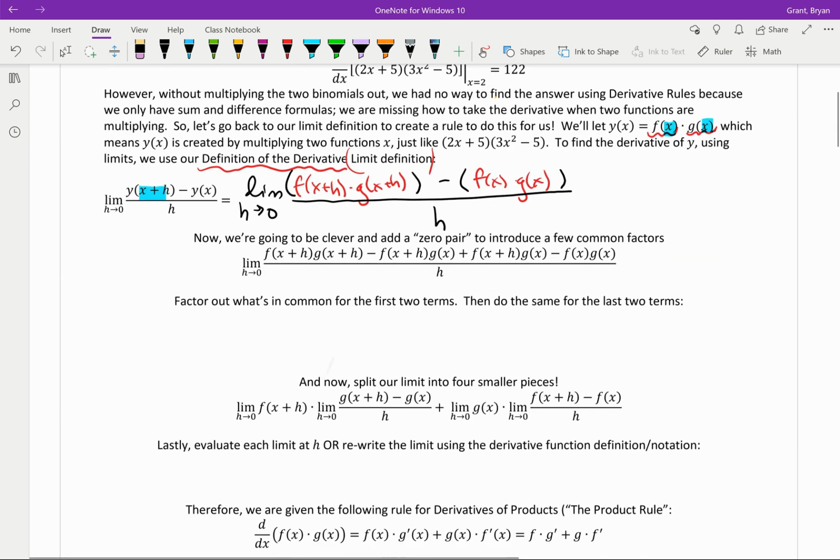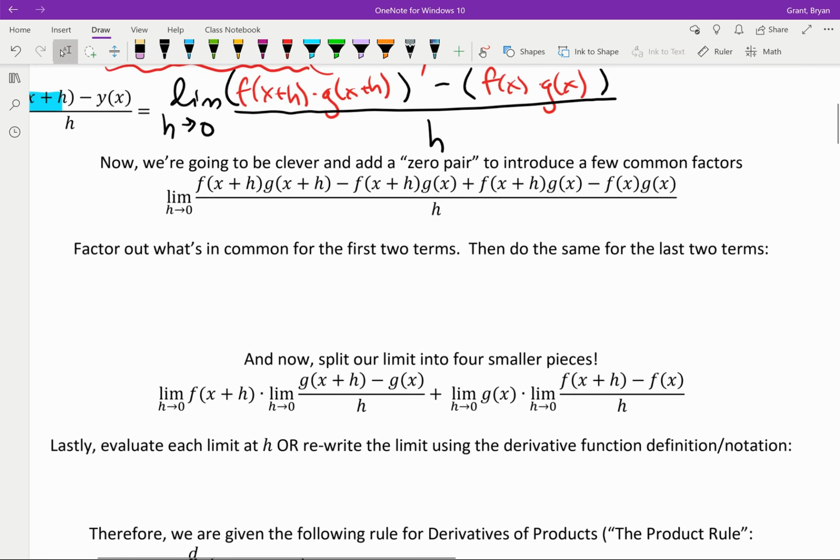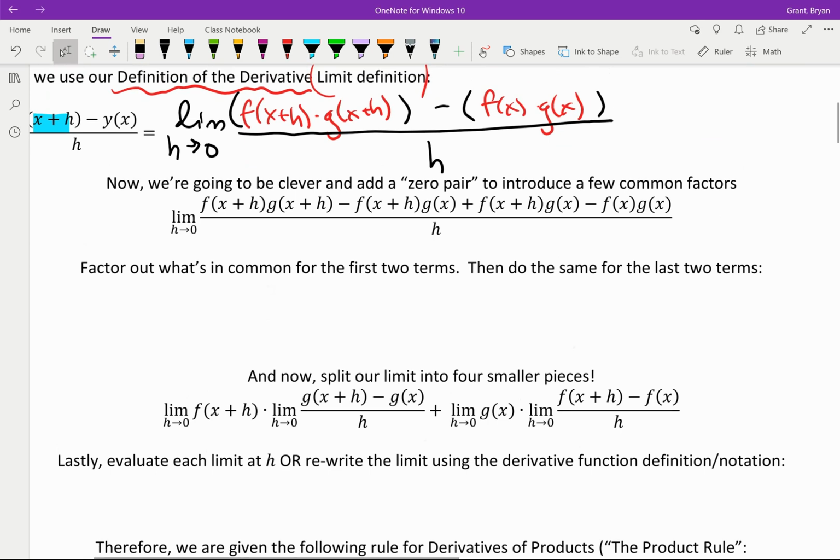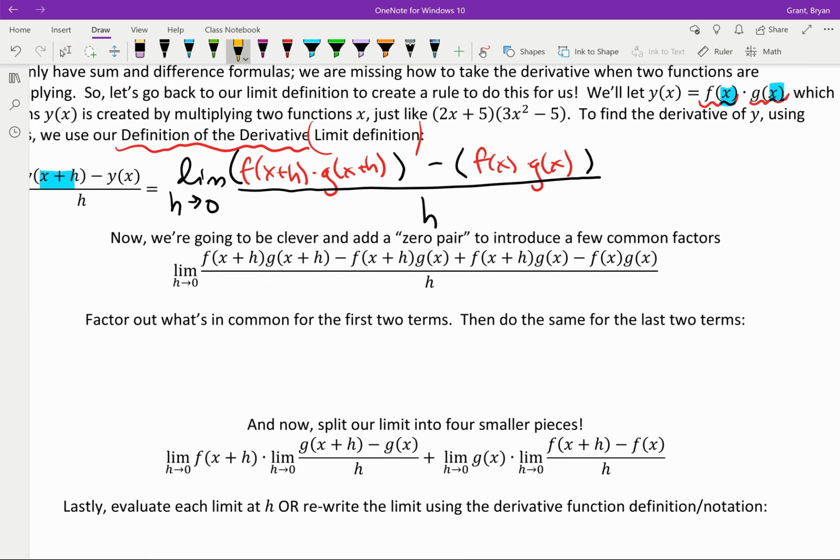Now this algebraic trick is probably a new one for you, and it's very clever. It's also a really common trick when you're trying to prove different identities and you go, but I only have two terms, I need way more to work with. Well, it's the same thing here. There is no like term between these two. We have an f of x plus h and an f of x, but they're not like each other. So what we're going to do is add what's known as a zero pair.